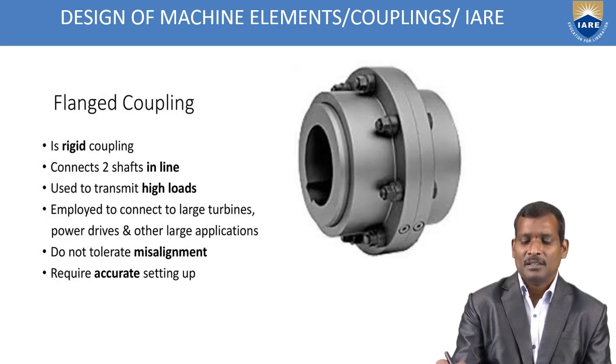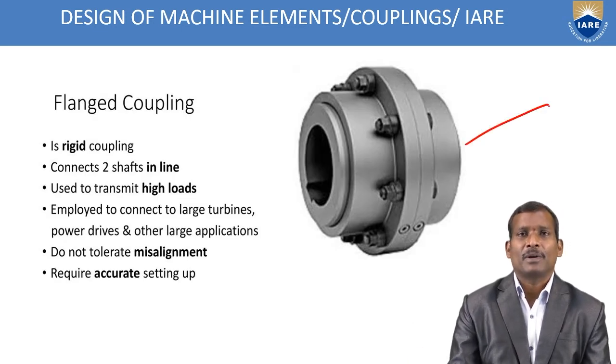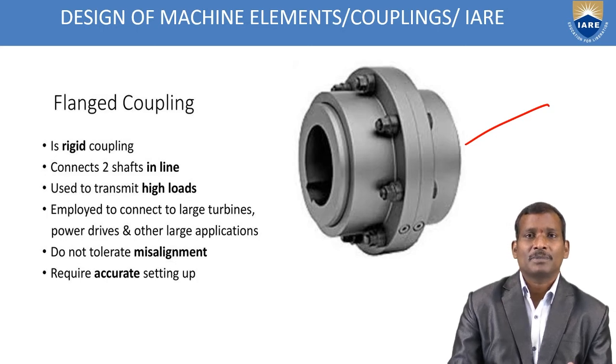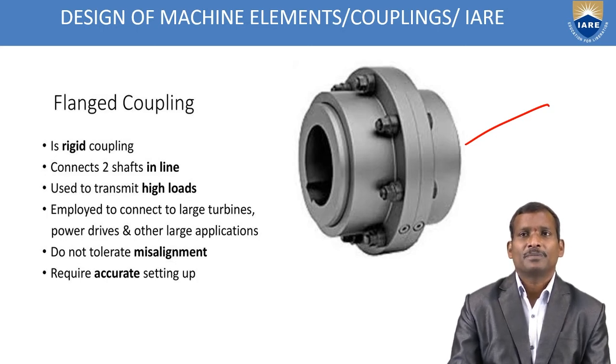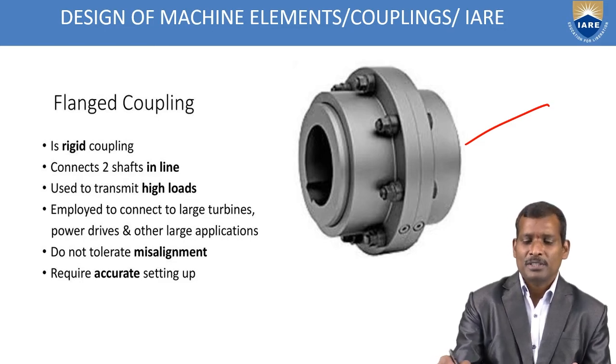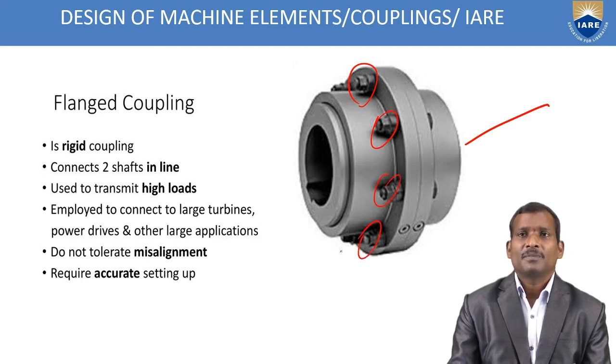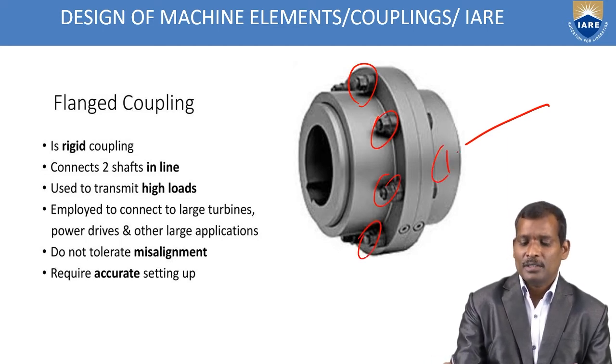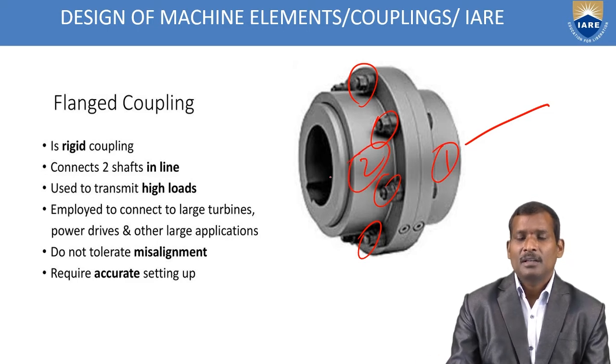See, this slide shows the flange coupling. This comes under rigid coupling. The shafts are perfectly coupled with the help of bolts and nuts. See here, the bolts are arranged. This is one shaft, and this is the other half. These two are joined with the help of the coupling.